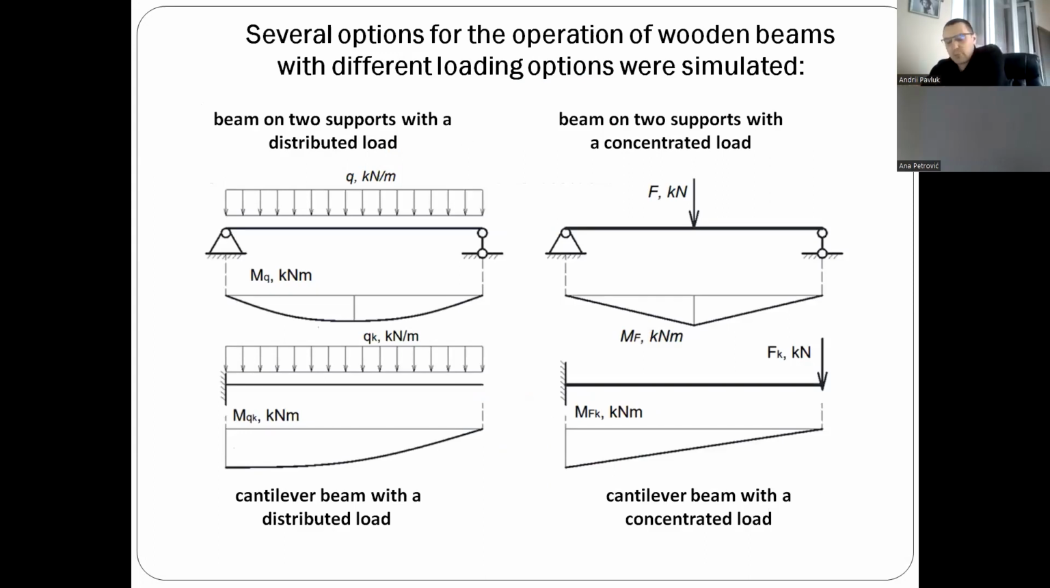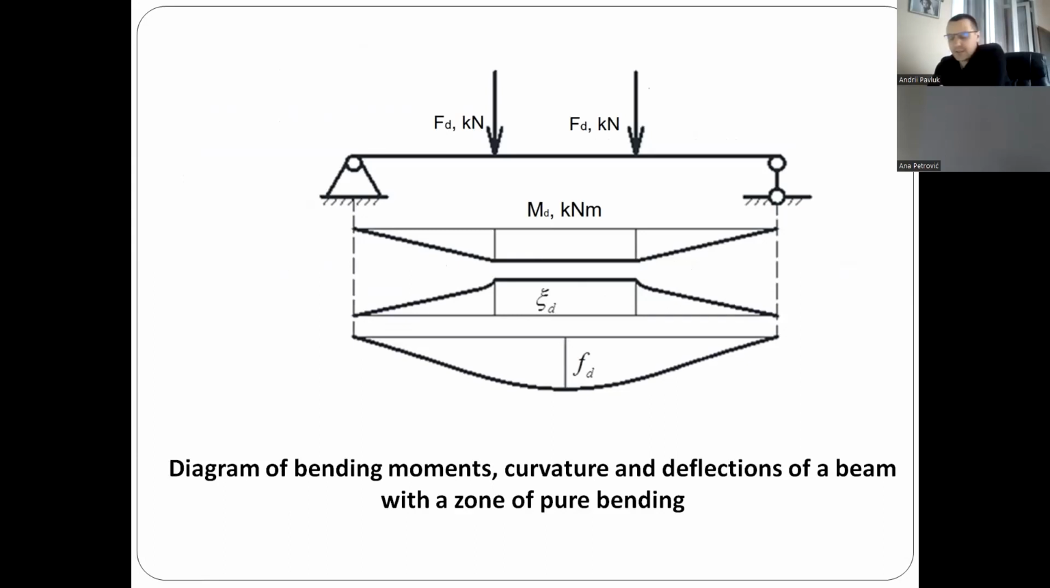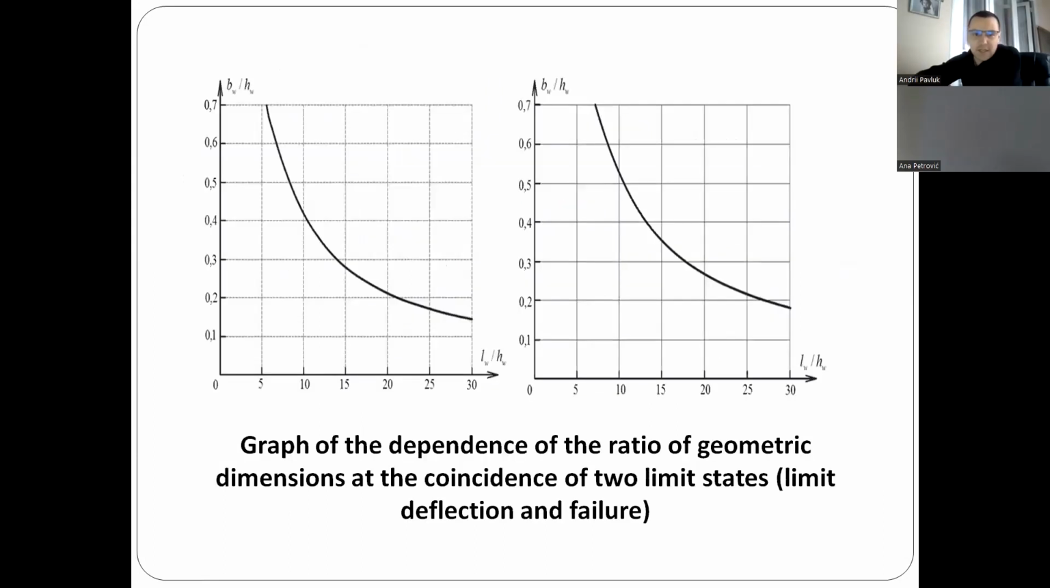The operation of wooden beams with different loading options was simulated: a beam on two supports with concentrated load, a cantilever beam, and a beam with a weak bending zone. In the slides we can see this scheme. On the next slide we can see the graph.